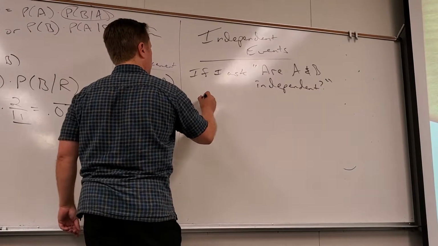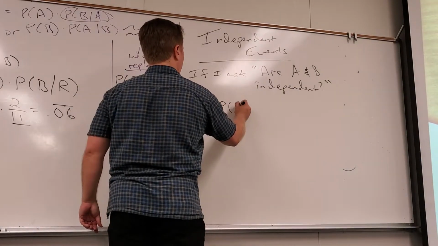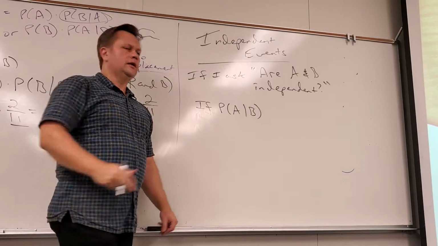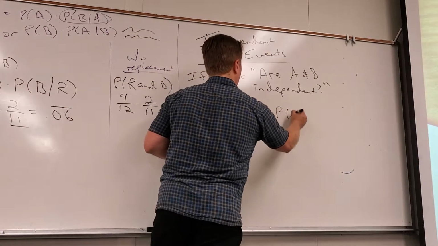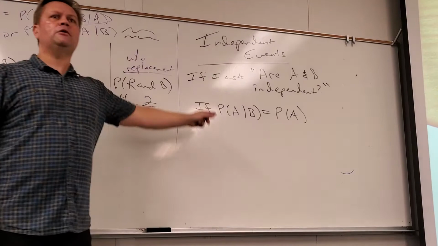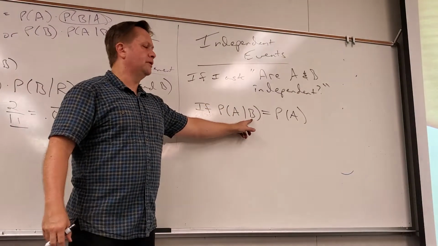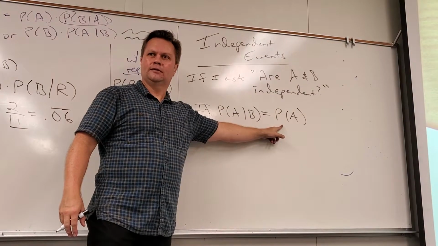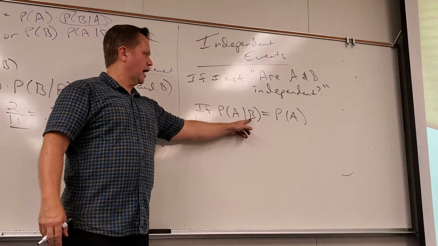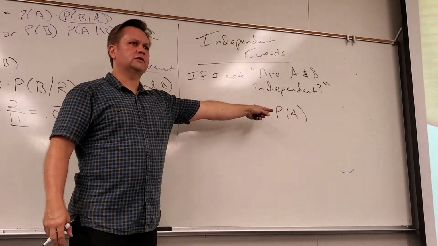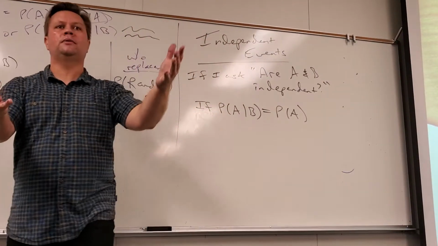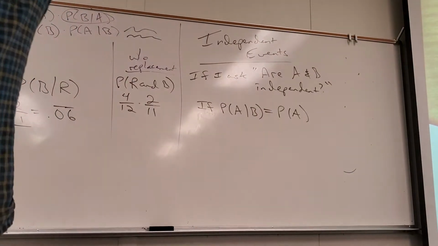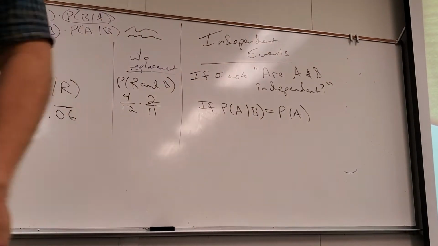Check this out. If the probability of A given B is the same as what the probability of A was to begin with, what does that say? B happens, does A care? No. We do it again. Given that B happened, does the probability of A change? If it doesn't change, they are independent. That just makes sense. A didn't care that B happened, it stays the same as it was before. Independent.